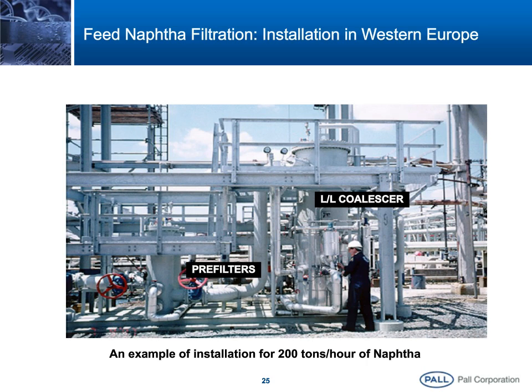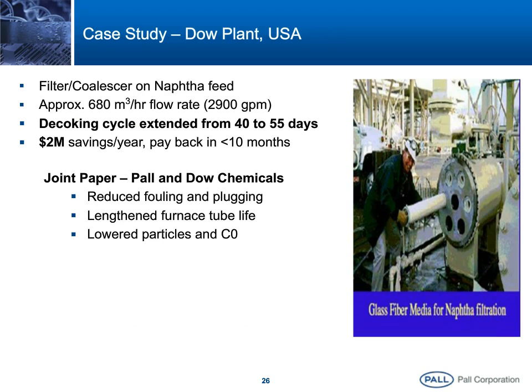Here's a case study that describes naphtha feed filtration. This was in a Dow Chemicals plant in the USA. The flow rate, as you can see, is very large. The naphtha feed was 2,900 gallons per minute, and the filter and coalescer increased the decoking cycle from 40 to 55 days. So the furnace became a lot more efficient since it ran for a longer time.